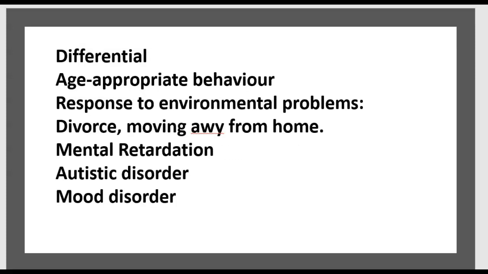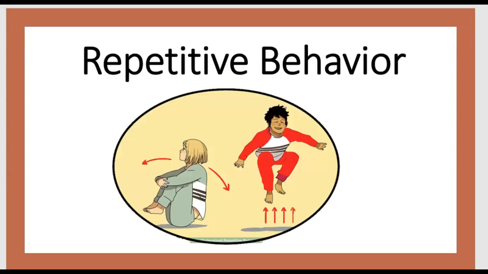Differential: age appropriate behavior, response to environmental problems like divorce or moving away from home, mental retardation, autistic disorder, and mood disorder. Repetitive behavior: think about autistic disorder.